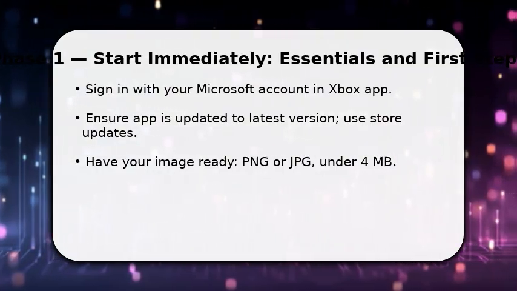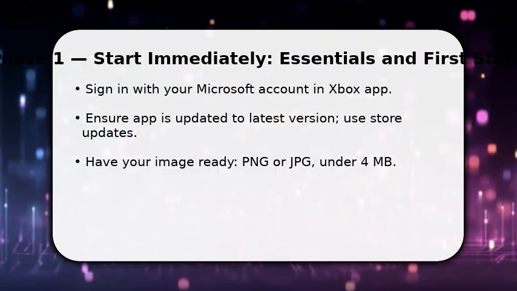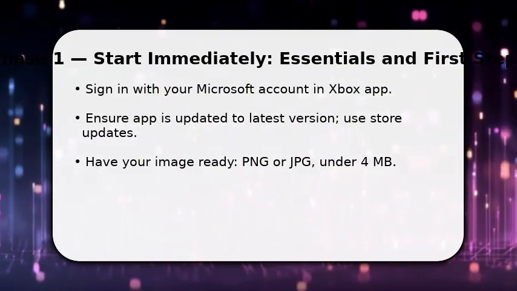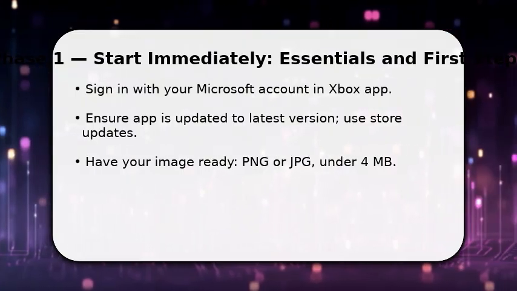You start by opening the Xbox app and signing in with the Microsoft account linked to your gamer tag. Once done, make sure the app is updated so settings appear correctly. Updates fix permission quirks. You should also prepare the image you want, PNG or JPG under 4 MB, because the app enforces size and format.